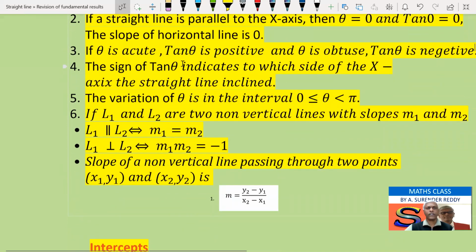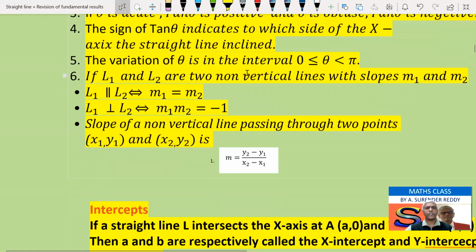If theta is acute, tan theta is positive. Theta acute means less than 90 degrees. If theta value is less than 90, then tan theta is positive, that is, the slope is positive. Otherwise, if the slope is positive, then the angle is acute. And if theta is obtuse, tan theta is negative. And you can take it vice versa. If the slope is negative, then the angle made by the line with the positive direction of the x-axis is obtuse, that is more than 90. The variation of theta is in the interval 0 to pi, 0 to 180 degrees. The angle is always between 0 and 180.